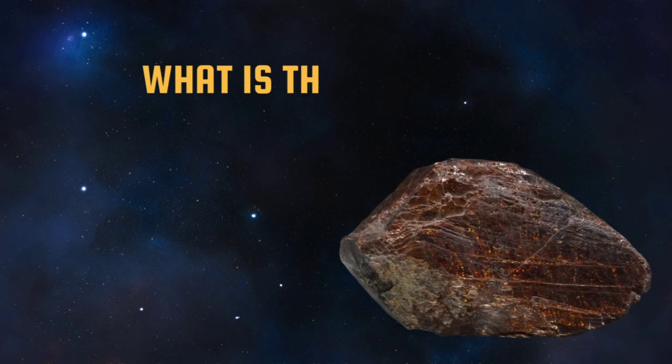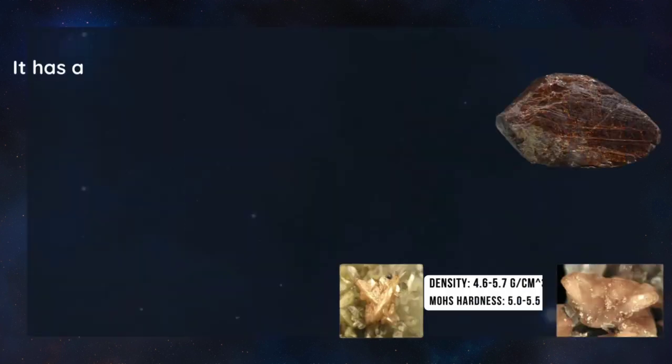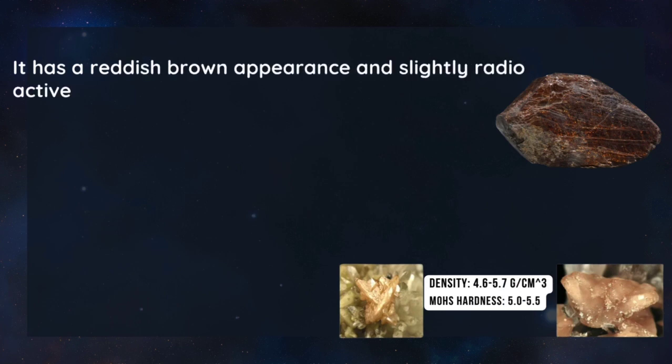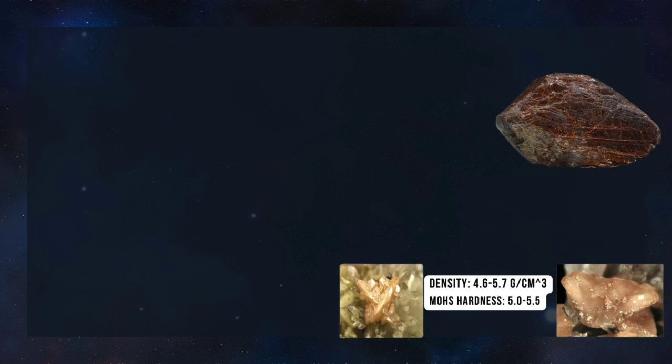First we ask, what is monazite and what does it look like? Look at this picture. This is the monazite stone, but it isn't like any ordinary stone. It's a very important stone. This rock has a reddish brown appearance and is slightly radioactive. It is a dense phosphate mineral, about 5 to 5.5 times as dense as water. These are some of its physical properties.